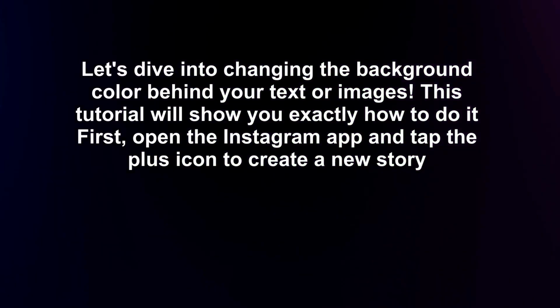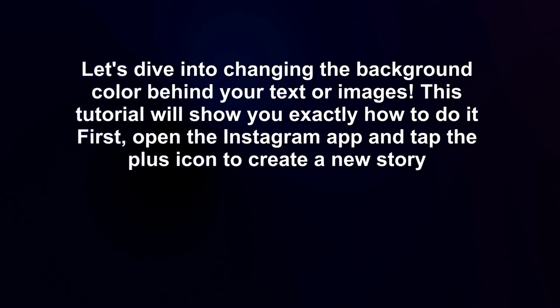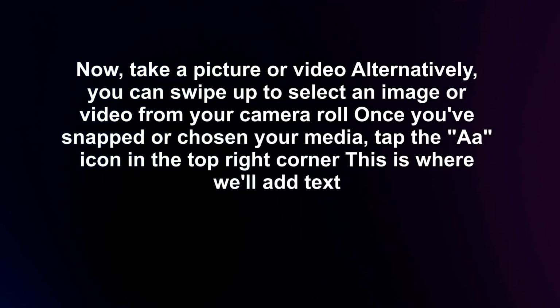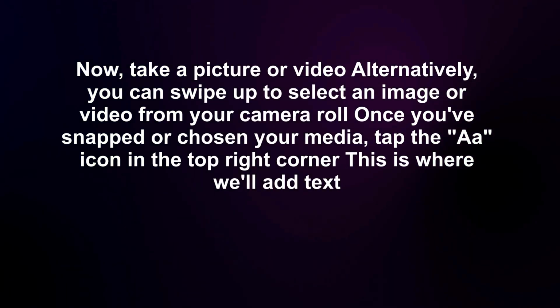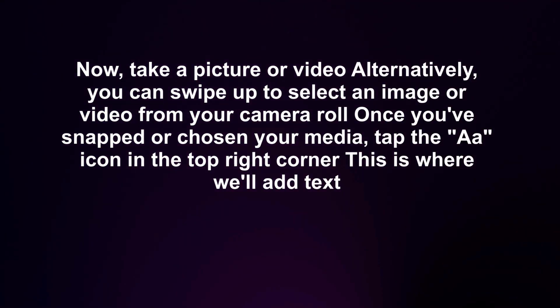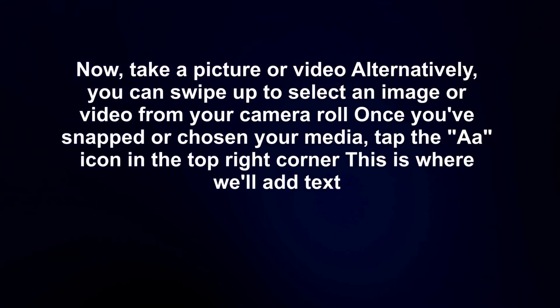First, open the Instagram app and tap the plus icon to create a new story. Now, take a picture or video. Alternatively, you can swipe up to select an image or video from your camera roll. Once you've snapped or chosen your media, tap the Aa icon in the top right corner.